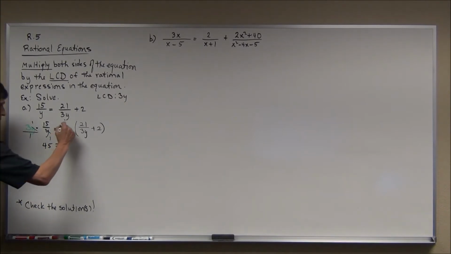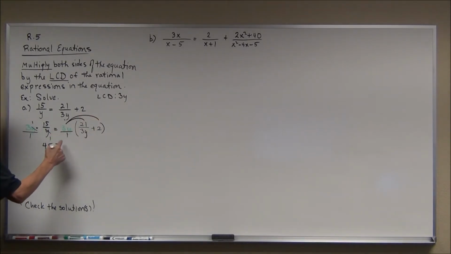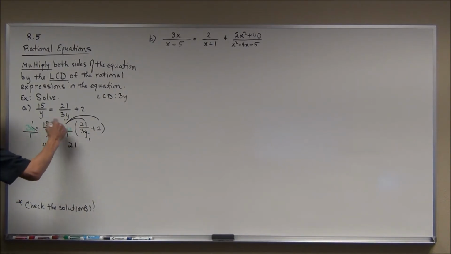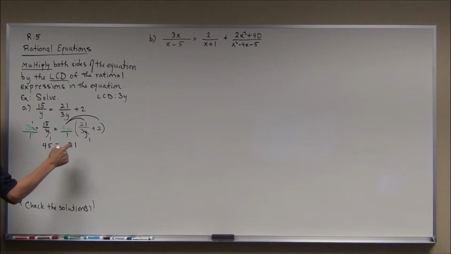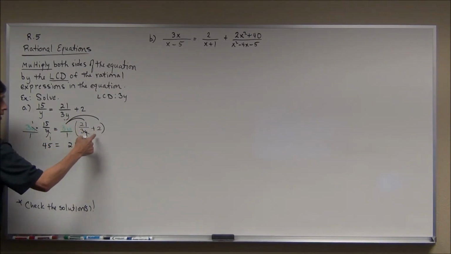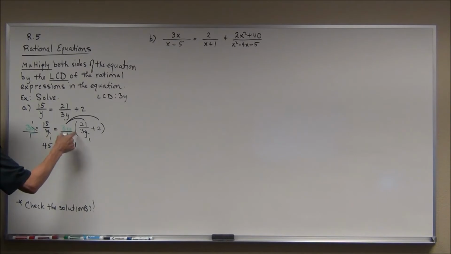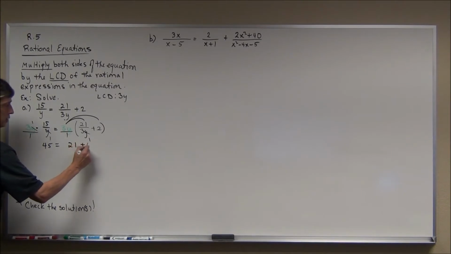Over here, I have to distribute, put it over 1. When I multiply 3y over 1 times 21 over 3y, since they're both 3y's here, these are going to cancel out, and I'm going to just get 21. I didn't physically cancel it out like I did over here, because I still have to multiply the 3y times the plus 2, and I don't want to cancel it out and think that it's gone. 3y times the plus 2, nothing cancels. It's 3y times plus 2, that would be plus 6y.